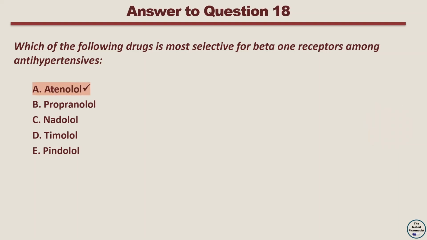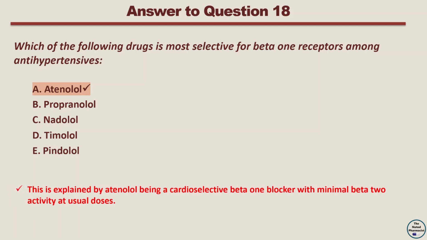The correct answer is option A, atenolol. This is explained by atenolol being a cardioselective beta-1 blocker with minimal beta-2 activity at usual doses. All other options are non-selective or less selective beta blockers.